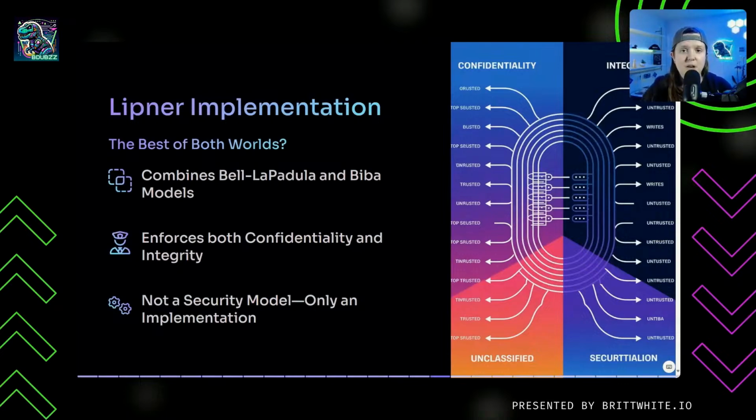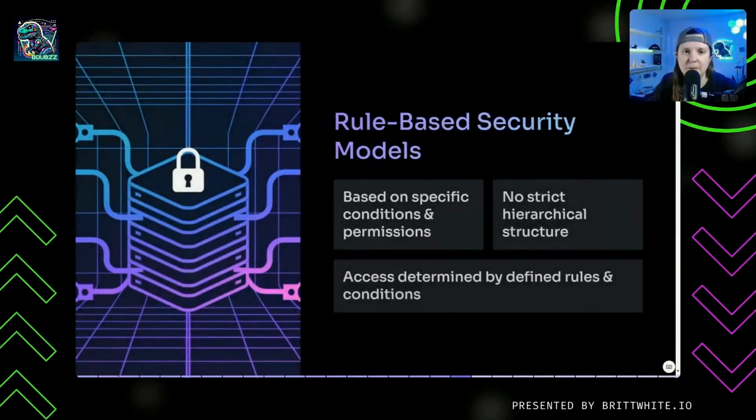It is important to call out that Lipner is not a security model, but it's simply an implementation of two security models. And now that we've covered Bell-LaPadula and Biba with their hierarchical structures, remember that these are lattice-based models. Let's explore models that take a different approach. These rule-based models focus on specific conditions and permissions, rather than strict security levels.